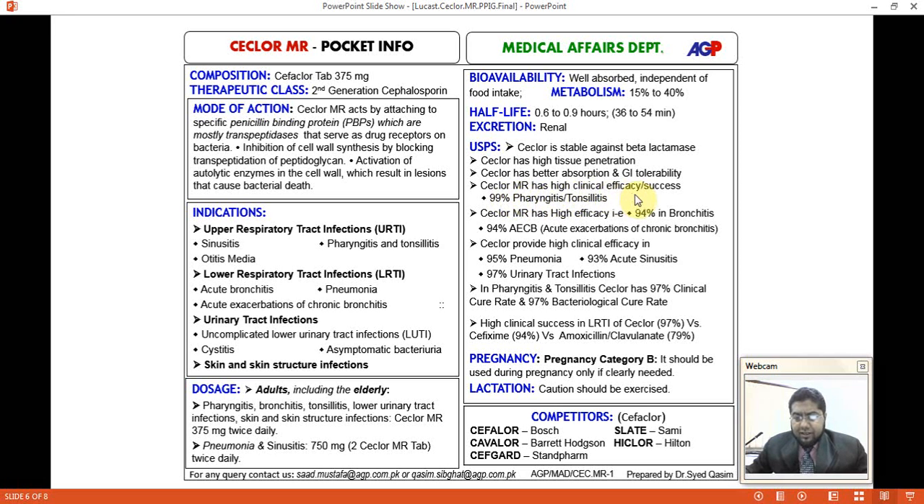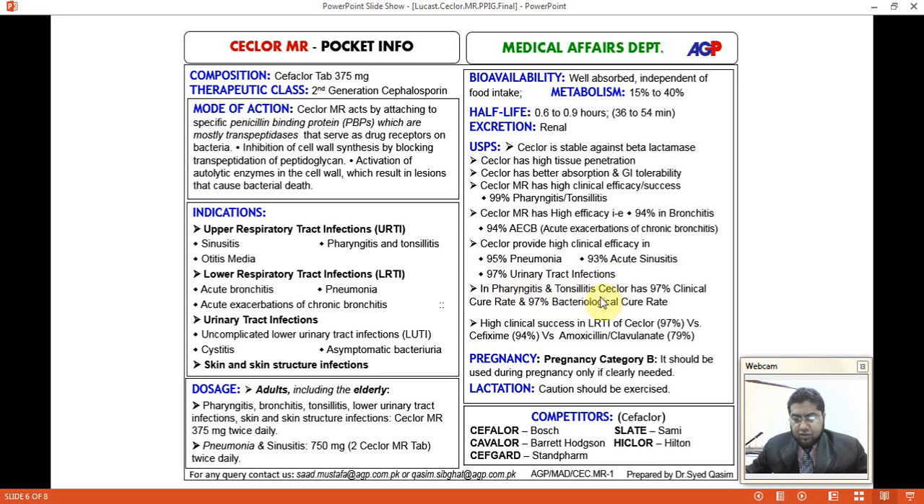Ceclor-MR has high clinical efficacy or success, that is 99% in pharyngitis and in tonsillitis. Ceclor-MR has high efficacy, that is 94% in bronchitis and 94% in AECB, that is acute exacerbation of chronic bronchitis. Ceclor provides high clinical efficacy in 95% pneumonia, 93% acute sinusitis, and 97% urinary tract infection.